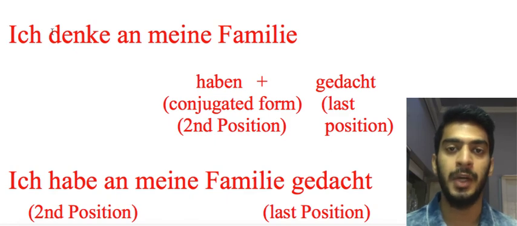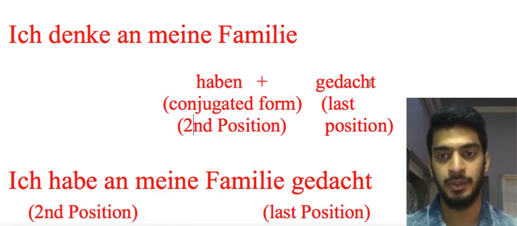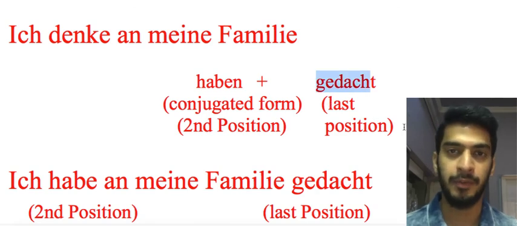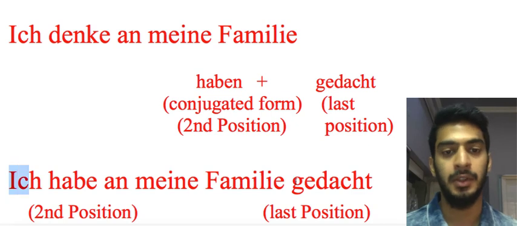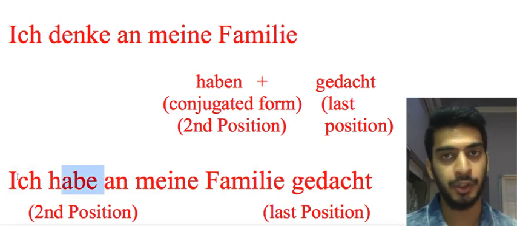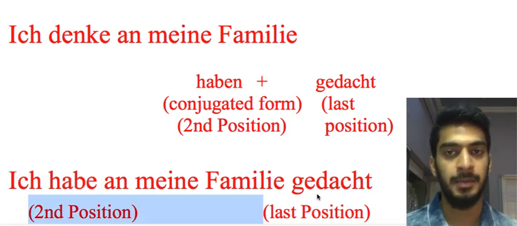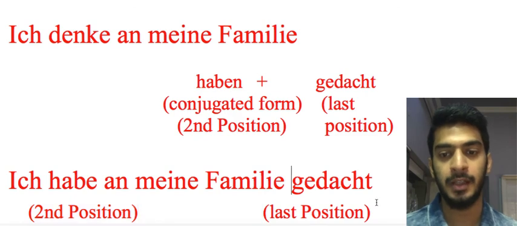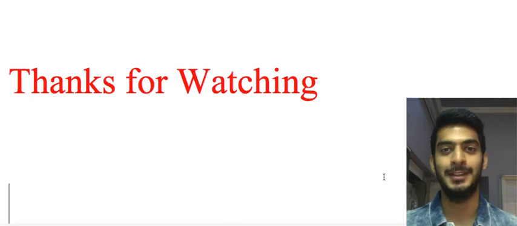Ich denke an meine Familie. Again, the verb denken has no movement. Use the haben form, conjugate it, place it at the second position. Then gedacht, perfect form, keep it at the last position. Ich habe an meine Familie gedacht. Habe, the conjugation of haben with the pronoun ich, and then keep it at the second position, and gedacht, perfect form, last position. That's all for today's lesson.